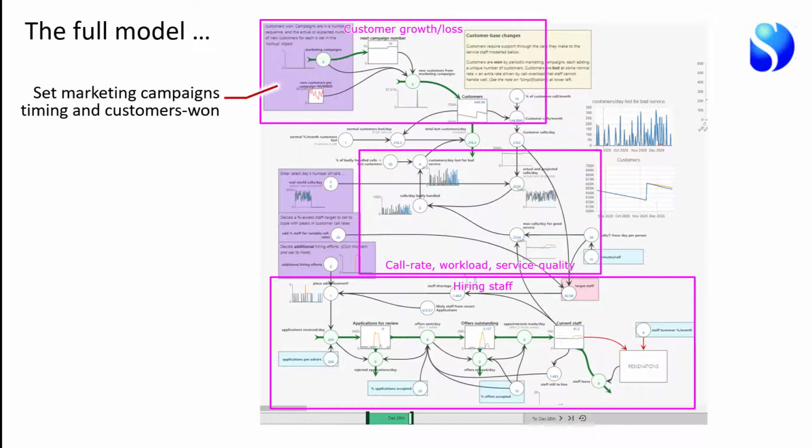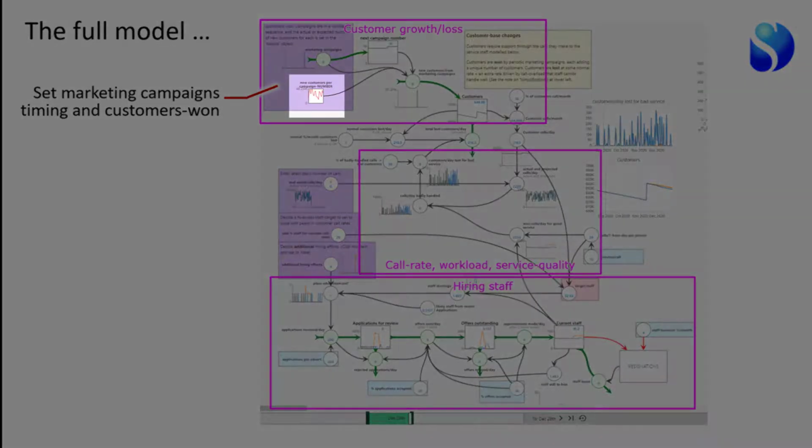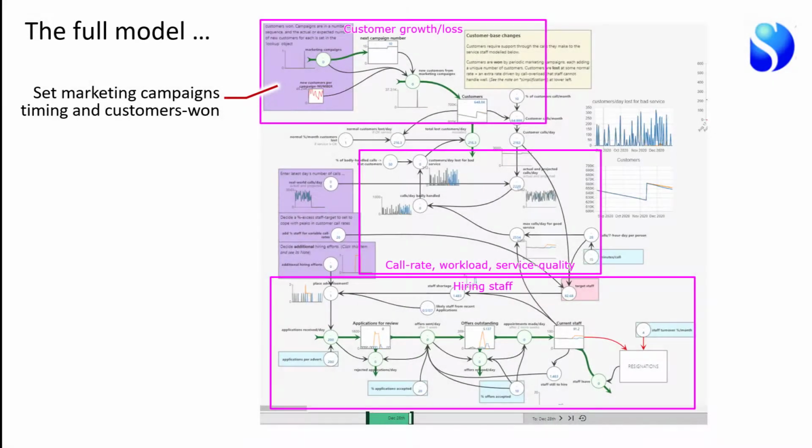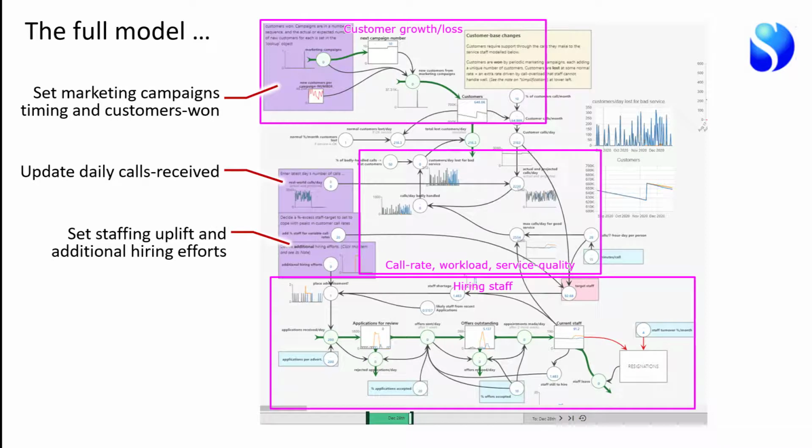Over on the left, in the purple area at the top, is where you set the marketing campaigns, when they will happen, and there's a little lookup there that says how many customers are brought in by each of those marketing campaigns. In the next purple section is where you actually enter the updated daily call received data, and in the next purple sections, that's where you set the staffing uplift that you want to choose to avoid that call overload, and where you set the additional hiring efforts.